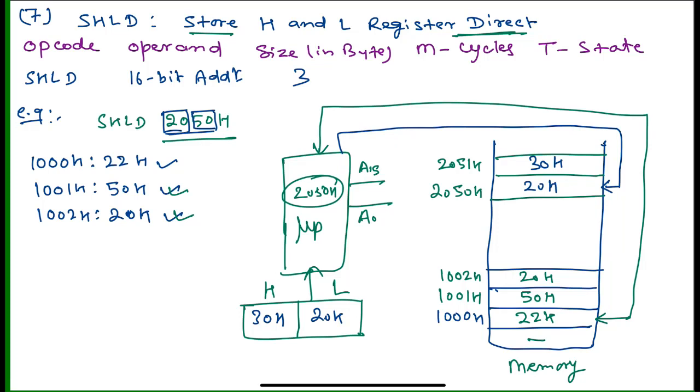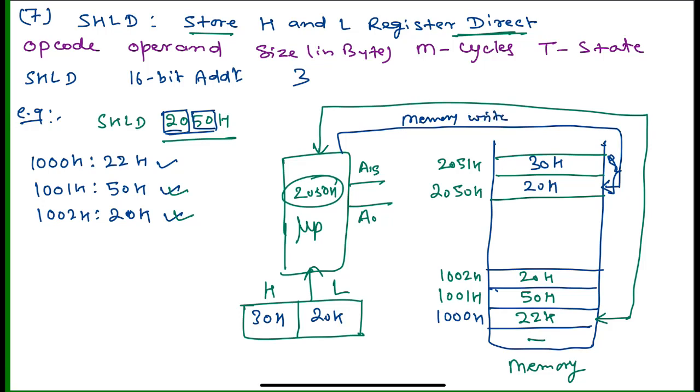So the difference here is, in LHLD data was coming from memory to the HL pair. So that is the reason it was reading the data from the memory to the processor HL register pair. But in this case we are storing the content of the HL pair from the microprocessor to this memory chip. So that is the reason both these operations are called a memory write.